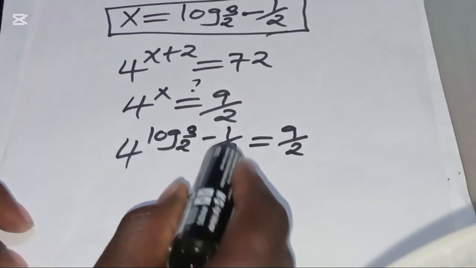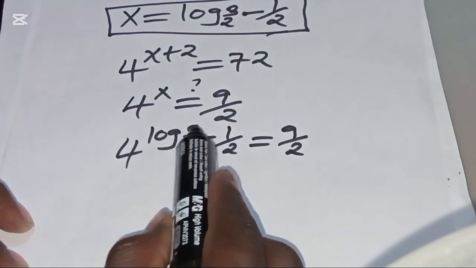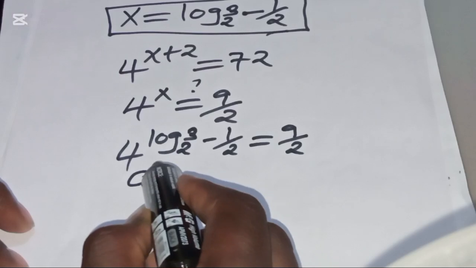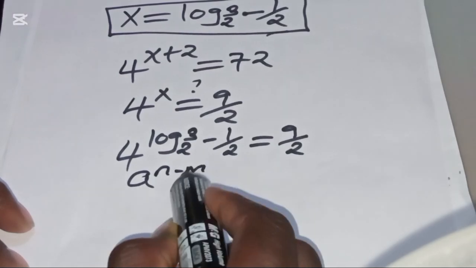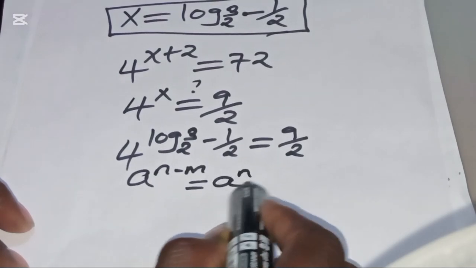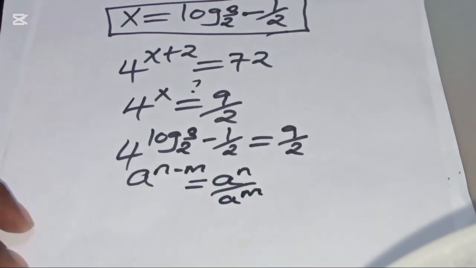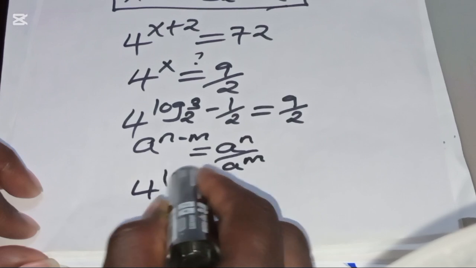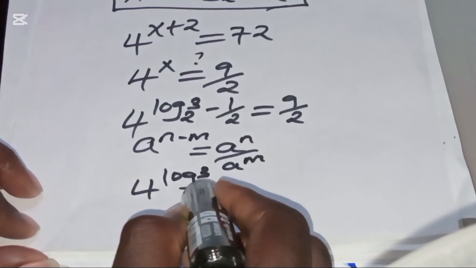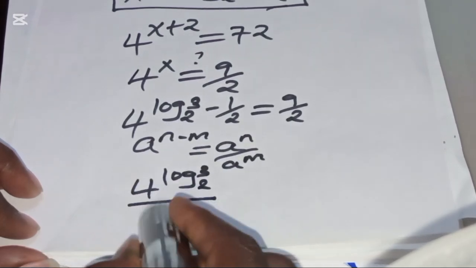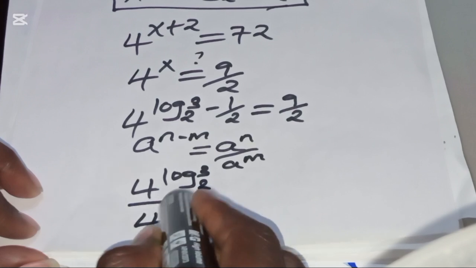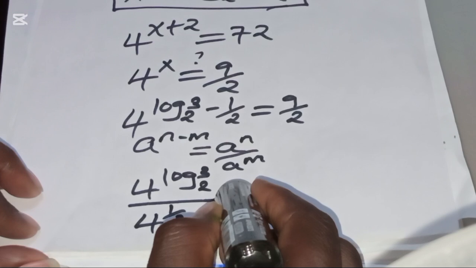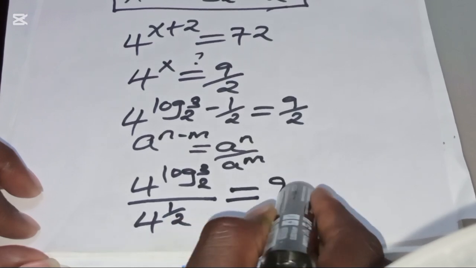Now from what we have here, 4 to power log 3 to base 2 subtract a half is in the form of a to power n subtract m, which we can express as a to power n divided by a to power m. Applying this property, we'll have 4 to power log 3 to base 2 divided by 4 to power half. This is supposed to give us a value of 9 divided by 2.